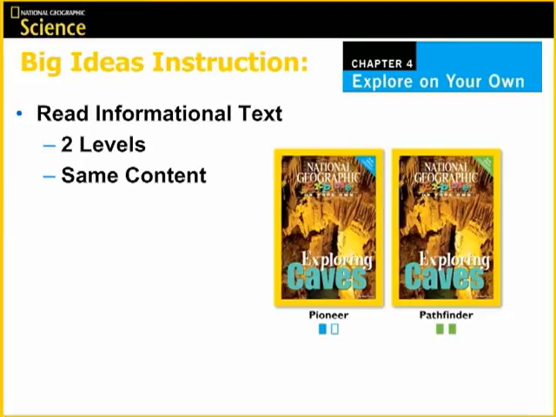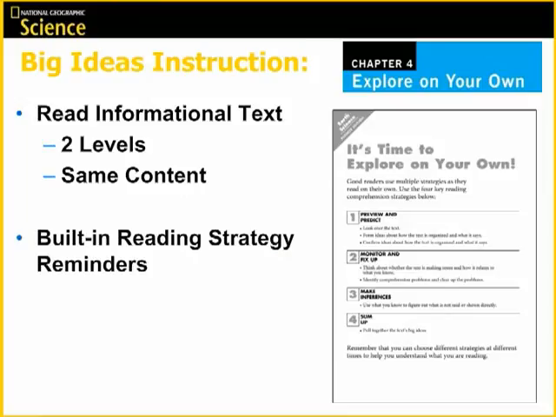The final piece of Big Ideas instruction is the Explore on Your Own books. These books provide an opportunity for group or independent reading. They are leveled for your low to mid students and your mid to high students, and they cover the same content at different reading levels to motivate all students to read independently. The inside front cover of each Explore on Your Own book provides students with reminders of each of the 4 reading strategies they have been working on throughout the reading.